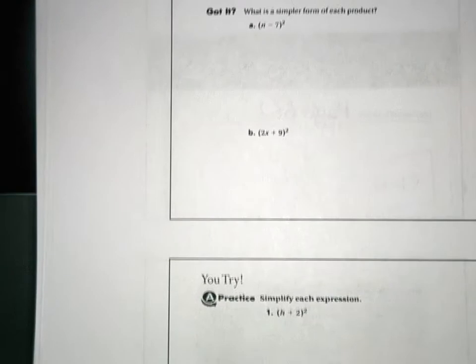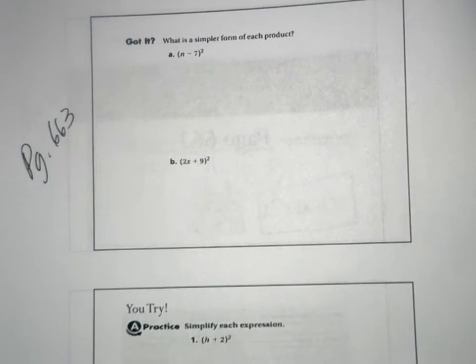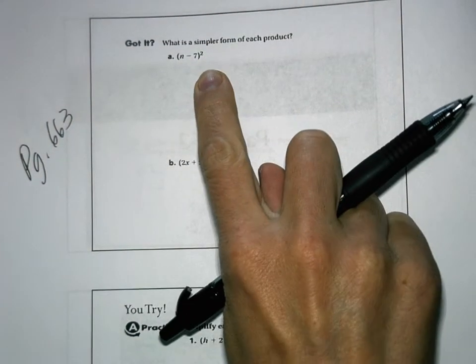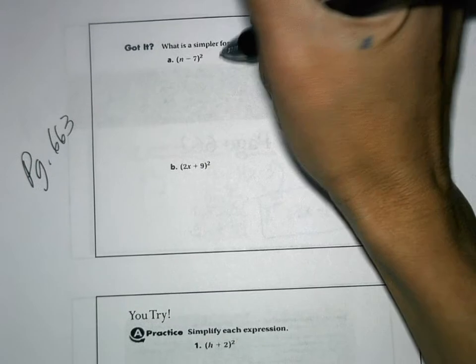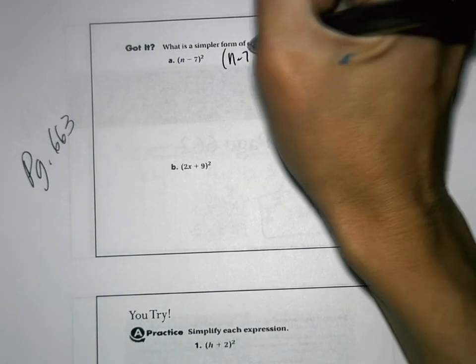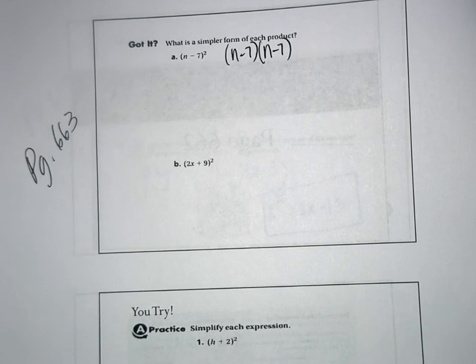We are going to move on now onto page 663. So based on what I just told you, on page 663, what am I going to do on A here? What does n minus 7 squared actually mean? N minus 7 times n minus 7.